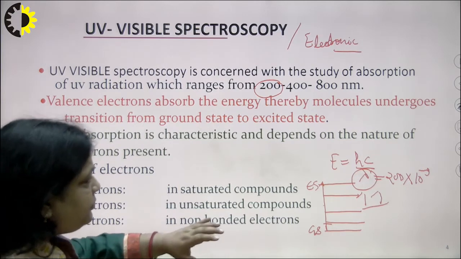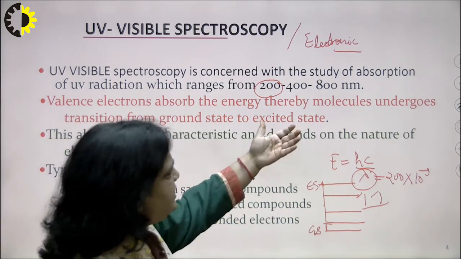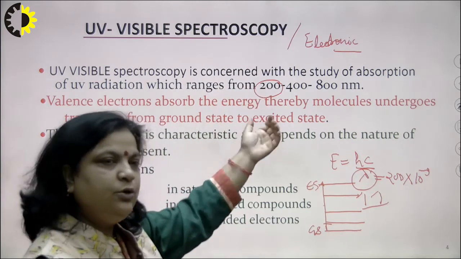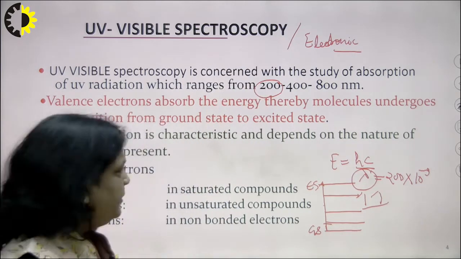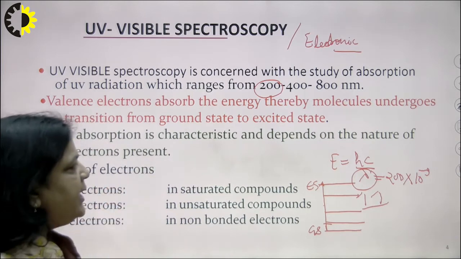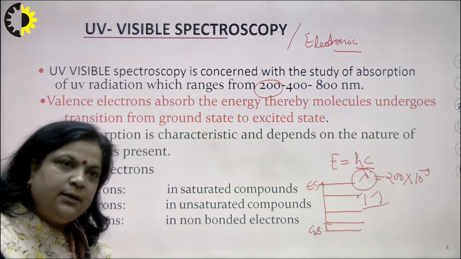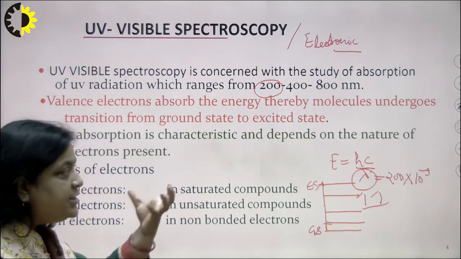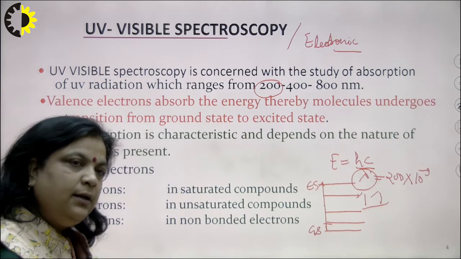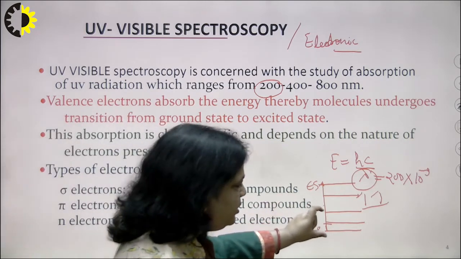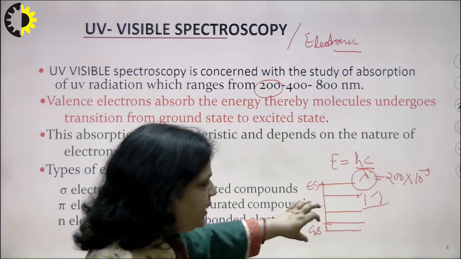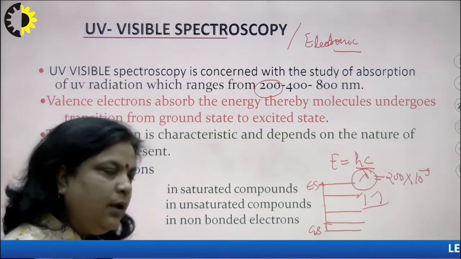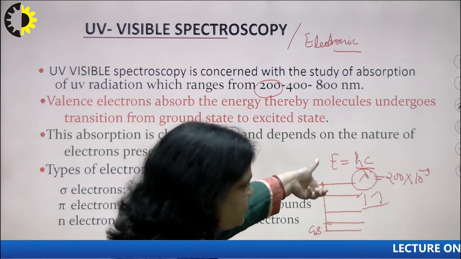So, simply, here the valence electrons absorb the energy and go from ground state to excited state. The absorption is characteristic and depends on the nature of electrons present; basically it depends on which type of electrons are present. As we know, atomic orbitals combine and form molecular orbitals, and these molecular orbitals are bonding as well as antibonding.